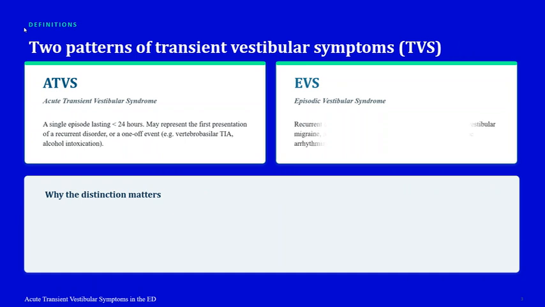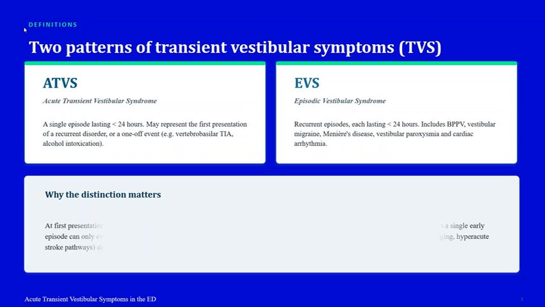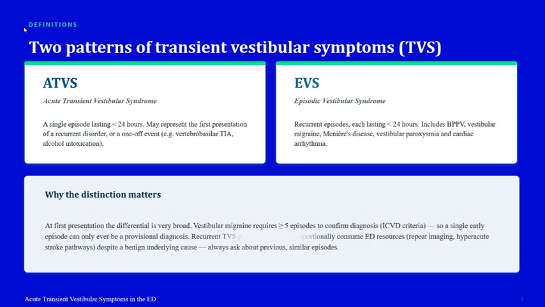Episodic vestibular syndrome is again recurrent episodes, each lasting less than 24 hours, and includes BPPV, vestibular migraine, Meniere's disease, vestibular paroxysmia, and cardiac arrhythmias. Why does the distinction matter? At first presentation, the differential is very broad. Vestibular migraine requires 5 or more episodes to confirm the diagnosis as per the Barany Society criteria. So a single early episode can only ever be a provisional diagnosis.